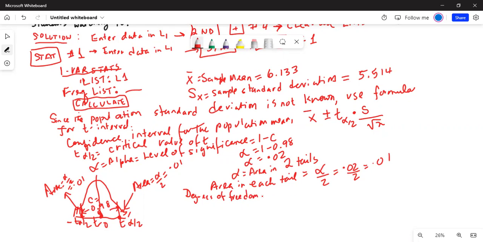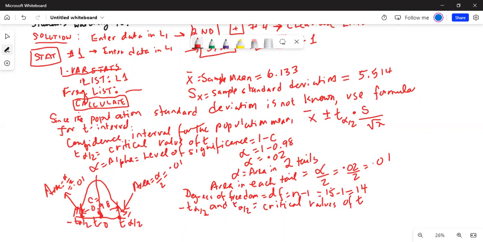And that is equal to, also known as df, is n minus 1. So here we have 15 samples, 15 minus 1, degrees of freedom is 14. Okay, and minus T alpha by 2 and T alpha by 2 are the critical values of T. Okay, how do I find minus T alpha by 2 using the calculator?